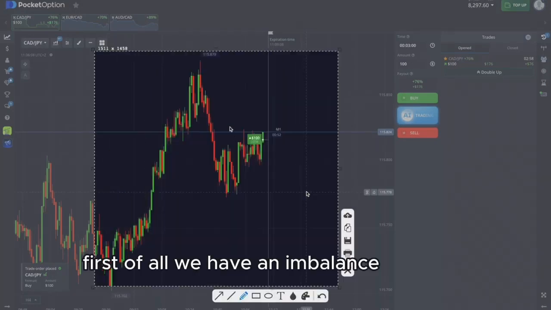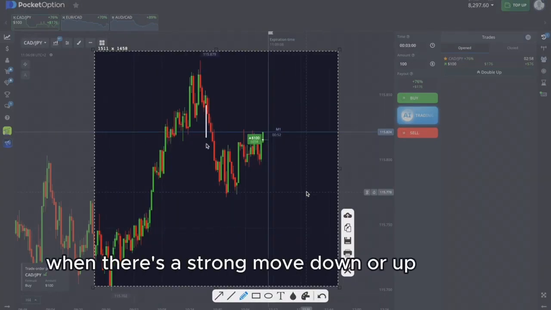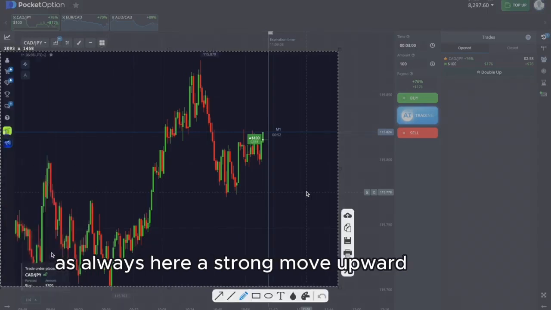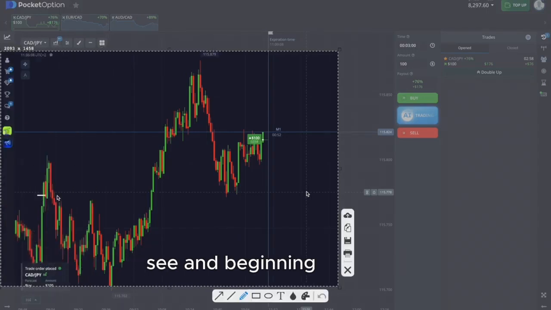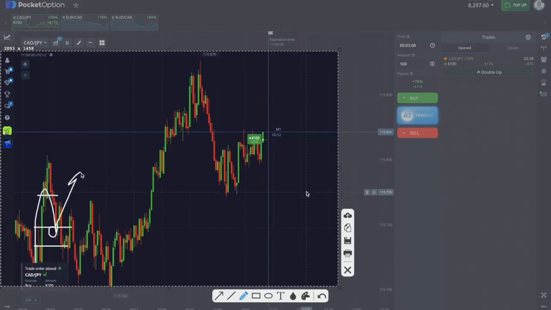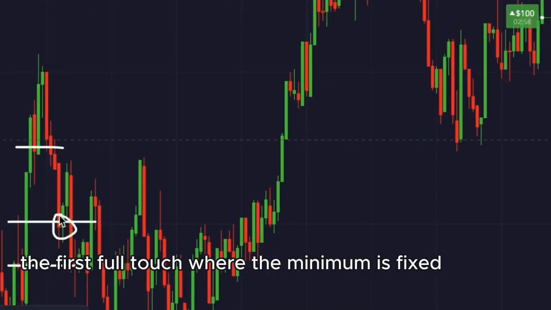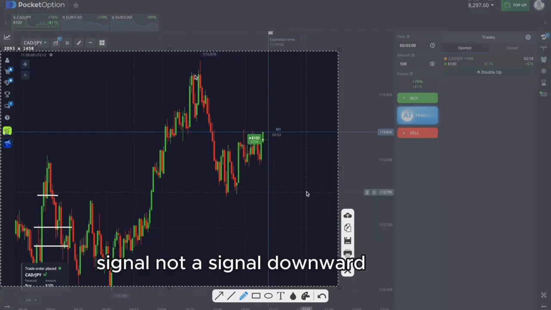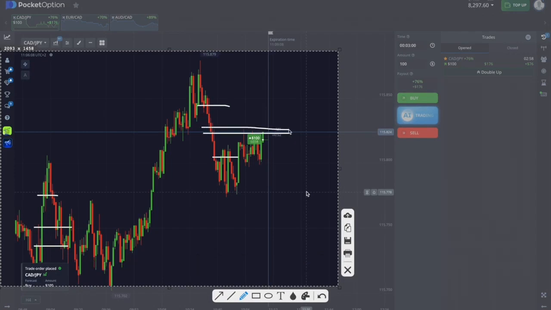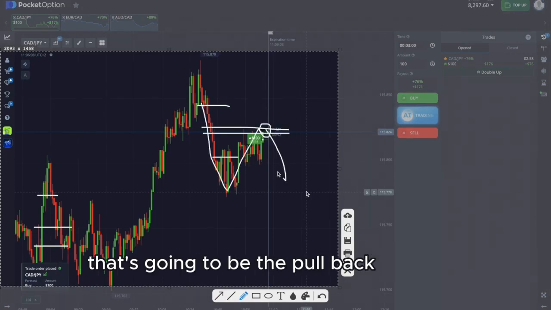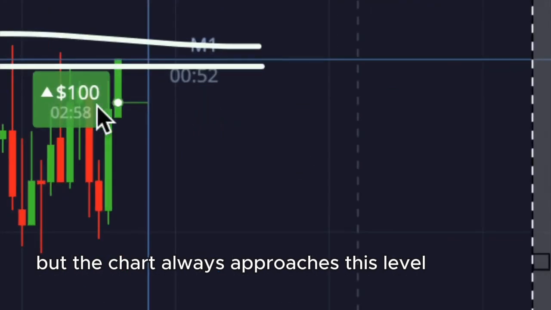First of all, we have an imbalance. Remember, I told you when there's a strong move down or up. Actually, let me show you an example as always. Here, a strong move upward. See? Upward movement, correction, pullback. The first full touch where the minimum is fixed, that's our pullback. It's the same here. We have an imbalance going on. The first touch where the chart settles, that's going to be the pullback.